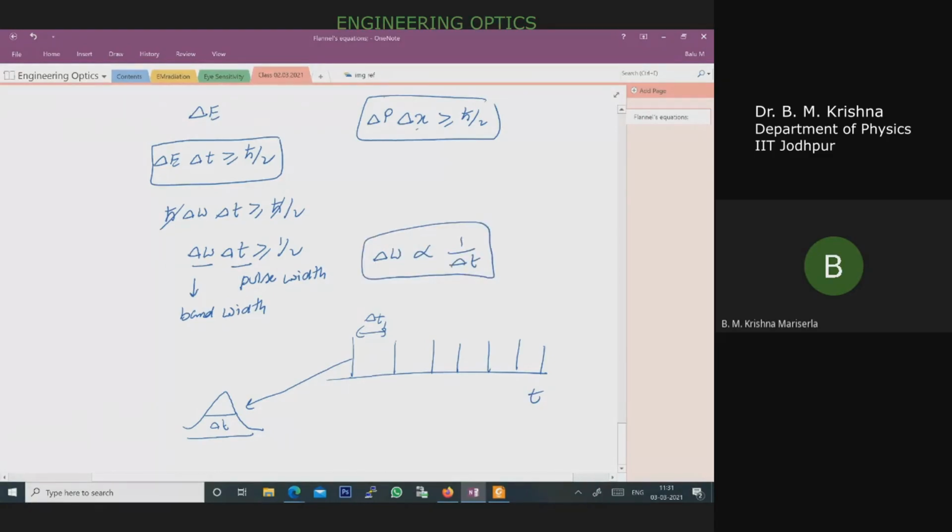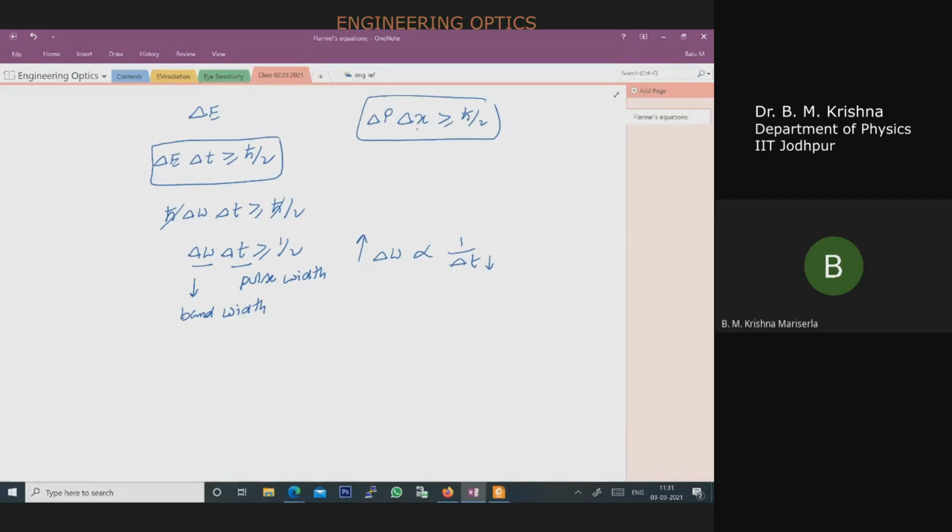From these relations, you can know that if you have more frequency components in your light source, then your delta T will be shorter. That means you can achieve a good time resolution, a highly temporal resolution, with a light source having more frequency components.